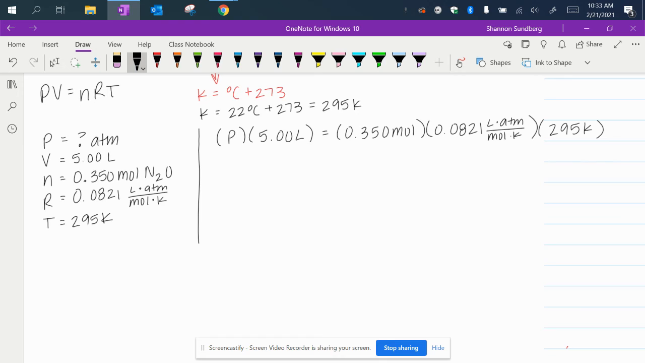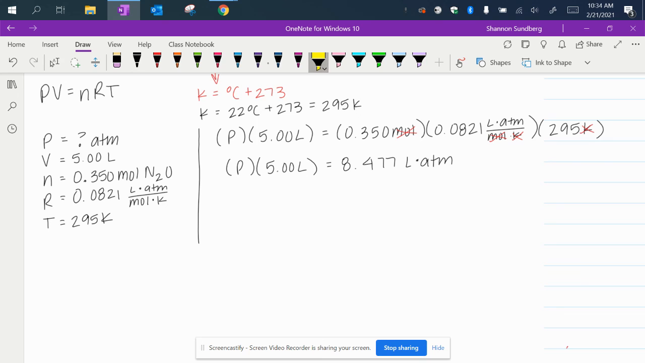I don't like to put too many numbers in the calculator at the same time. So what I would recommend doing is rewriting this line and cleaning up the right side. So we'll write P, and then 5 liters again. Then multiply those three numbers in your calculator: 0.350 times 0.0821 times 295. And you will get 8.477. When you multiply these numbers together, some of these units are going to cancel. The moles are going to cancel, the Kelvin are going to cancel, and the units left over are liters and atmospheres.